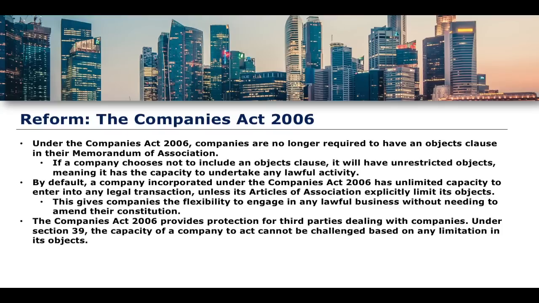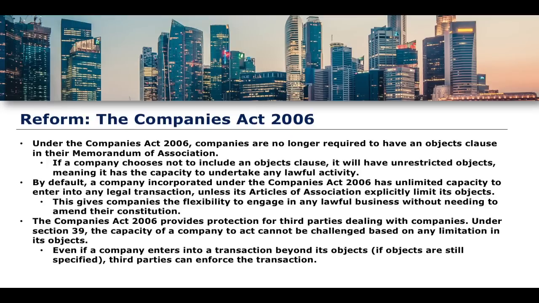Specifically, Section 39 of the 2006 Companies Act basically states that the capacity of a company to act cannot be challenged based on any limitation in terms of its objects. This is the case even if a company enters into a transaction beyond its objects, let's say if the objects are specified, okay? The ultra vires doctrine that would apply there would not automatically limit the ability of an individual to enforce a transaction fundamentally.